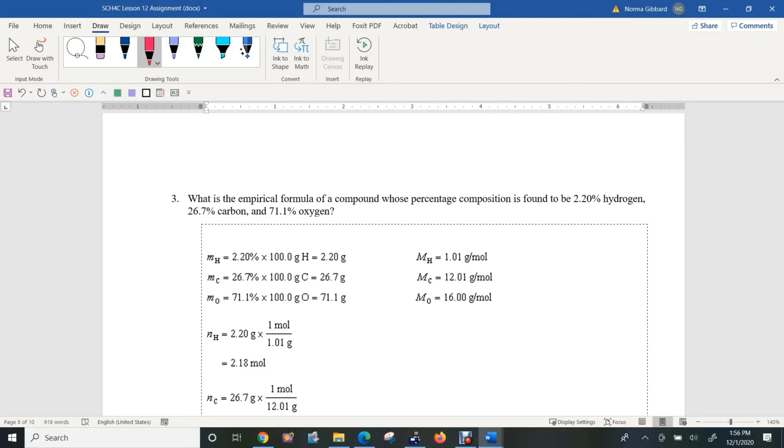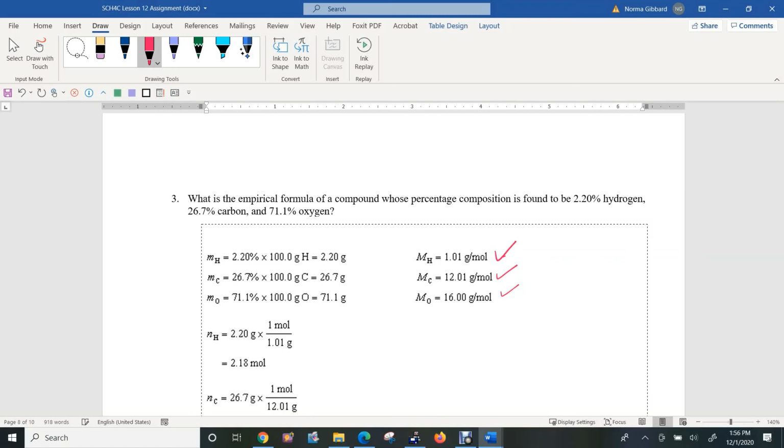The mass of carbon is 26.7% times 100, which is 26.7. And the amount of oxygen, 71% times 100, so oxygen is 71.1 grams. The molar mass of hydrogen is 1.01 grams per mole from your periodic table. The molar mass of carbon is 12.01 grams per mole, and the molar mass of oxygen is 16 grams per mole.